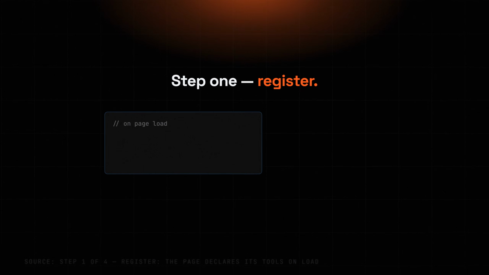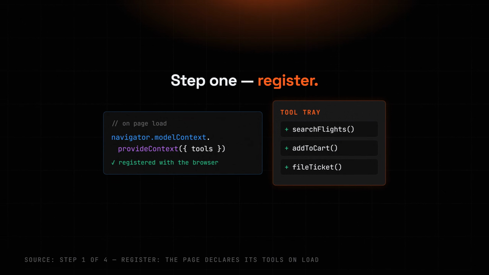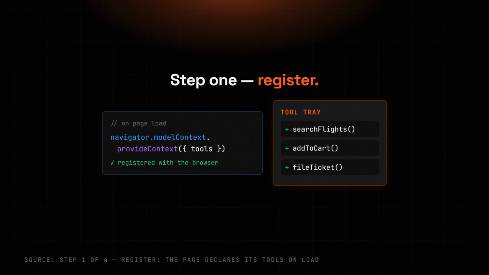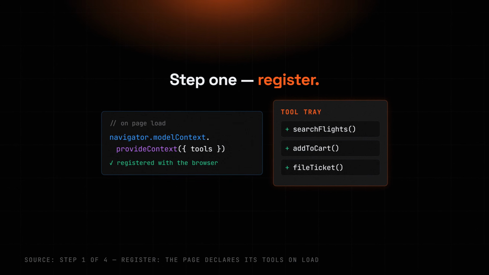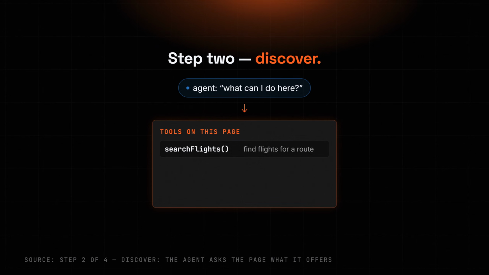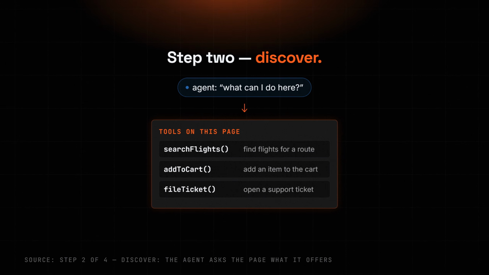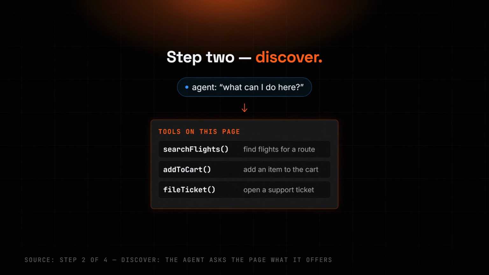It runs in 4 clean steps. First, register. When the page loads, it tells the browser which tools it offers through a new object called navigator.modelContext. Things like search flights, add to cart, or file a ticket, each one declared upfront, ready to be called. Second, discover. When an agent lands on the page, it does not stare at pixels anymore. It asks the browser one simple question: what can I do here? And gets back a structured list of every tool, each with a plain language description of exactly what it does.